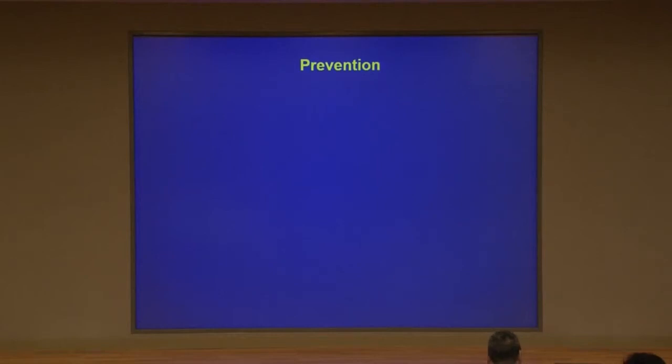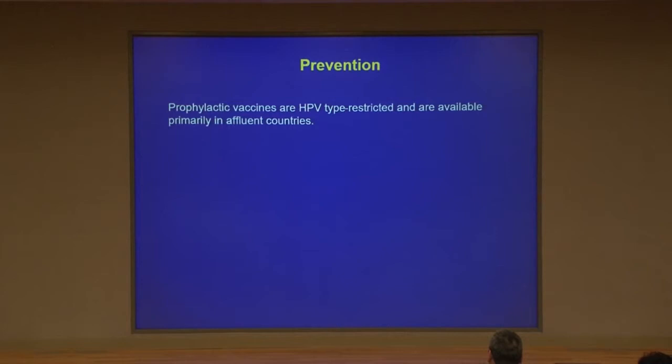So what about prevention? There is a prophylactic vaccine, but it is type-restricted. If you have a vaccine against 16 or 18, you can prevent 16 and 18. You don't prevent 33, 35, or so on. But remember that maybe 2 dozen of them can cause cancer.